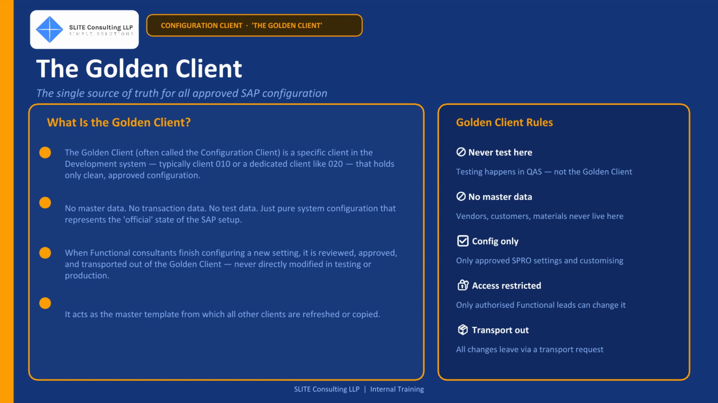The golden client has strict rules. You do not test in it. You do not load master data into it. You do not post transactions in it. Every change must be approved, and every approved change is transported out, never made directly.